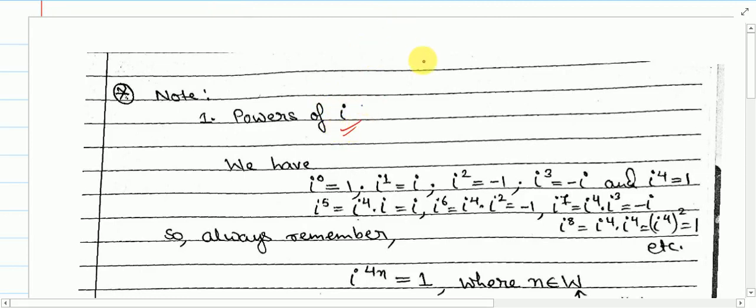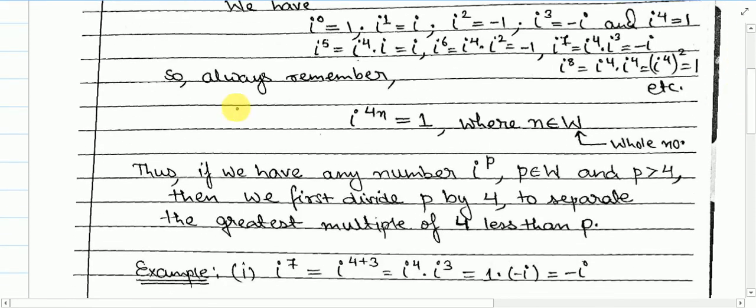Okay. So here you should remember one thing, that i to the power 4n is equal to 1, where n can be a whole number. Okay, that means n can be 0, 1, 2, 3, 4, and so on. So please remember that i to the power 4n is equal to 1.